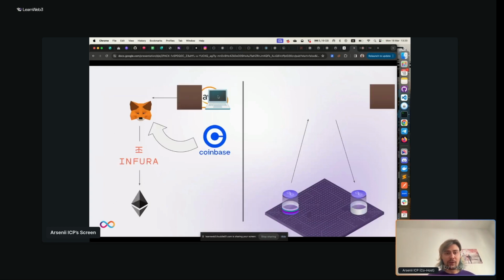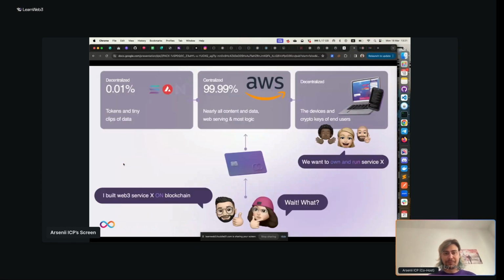So compare with the traditional Web3 world, where you need to host your website somewhere like Amazon, which is centralized, and interact through, for example, a wallet like MetaMask through a centralized RPC provider. ICP allows you to store everything on chain. So it's some kind of comparison between our competitors: decentralized solutions, centralized solutions, and the ICP that we're trying to run.